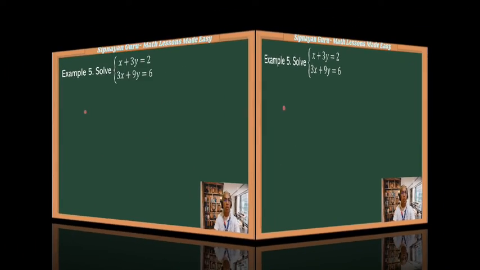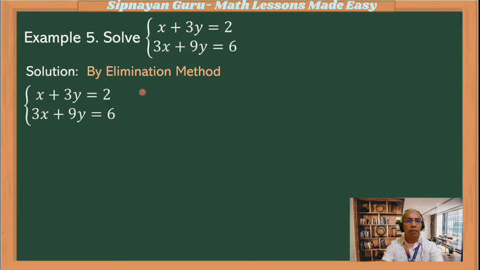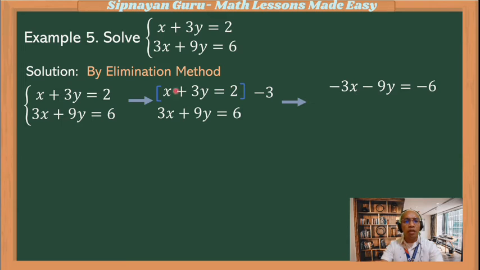So let's try example number 5. Solve the system x plus 3y is equal to 2 and 3x plus 9y is equal to 6. We solve this by the elimination method. If we want to eliminate y, we have to multiply equation number 1 by negative 3. Negative 3 times x is negative 3x. Negative 3 times positive 3y is negative 9y. Negative 3 times 2 is negative 6. We just copy equation number 2.